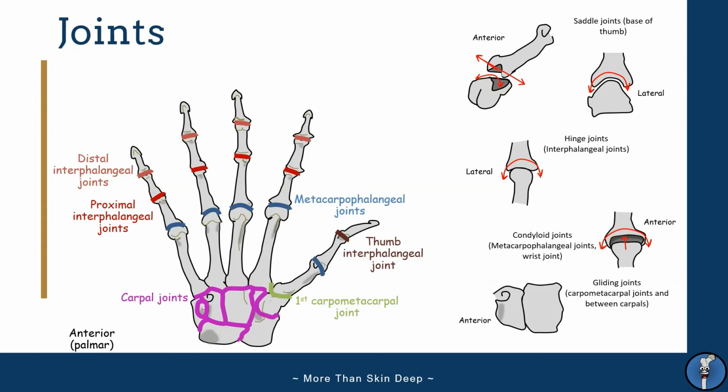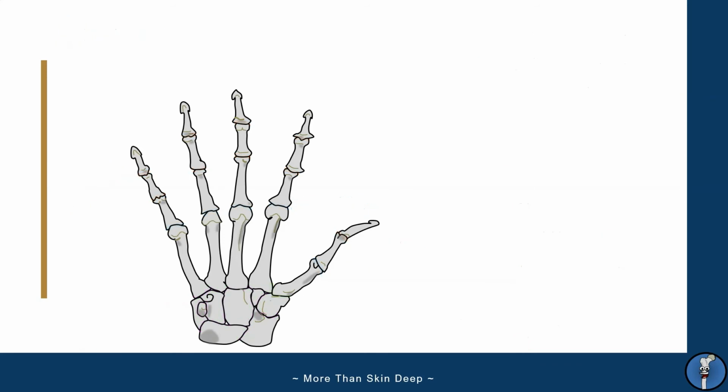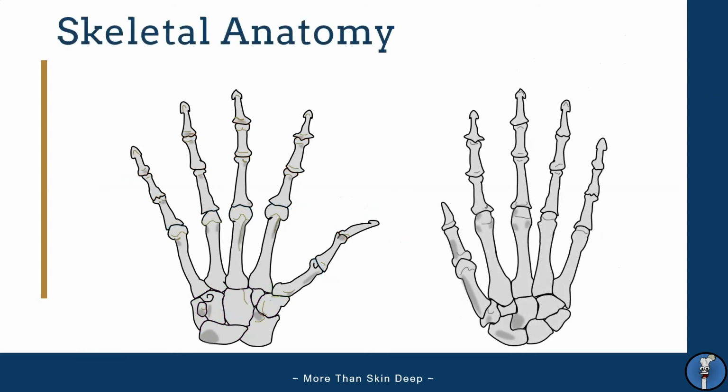And finally, we've got gliding or plane joints between our carpals and the base of our metacarpals. These allow very simple sliding movements to occur, but nothing complex. And now I'll let you take a look at the hand bones side by side, in anterior on the left and posterior on the right view. If you want to have a go at naming the bones and the joints, now would be a good time.